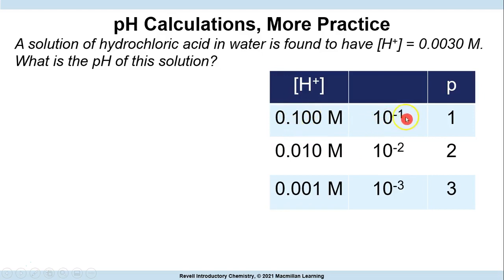That's 10 raised to the power minus 1. That's the exponential. So this is 10 raised to the power minus 2, and this is 10 raised to the power minus 3. The pH value here is 1, here is 2, and here is 3.